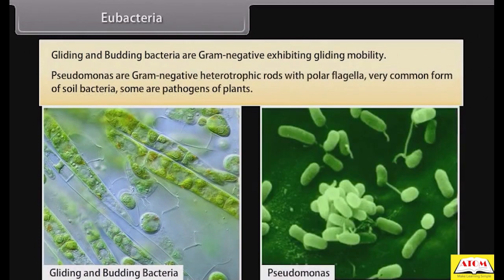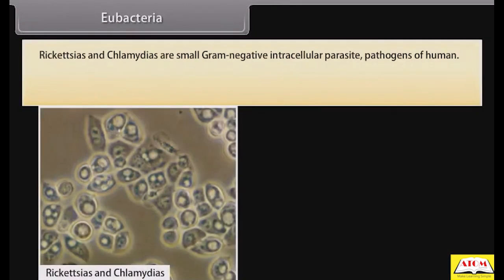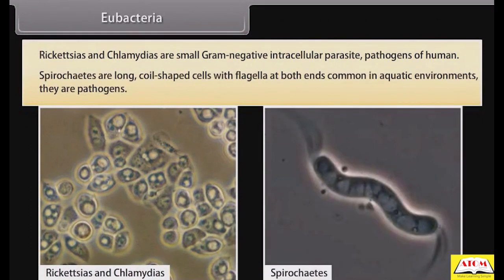Pseudomonas are Gram-negative heterotrophic rods with polar flagella, a very common form of soil bacteria. Some are pathogens of plants. Rickettsias and Chlamydias are small Gram-negative intracellular parasite pathogens of humans. Spirochetes are long, coiled-shaped cells with flagella at both ends, common in aquatic environments. They are pathogens.